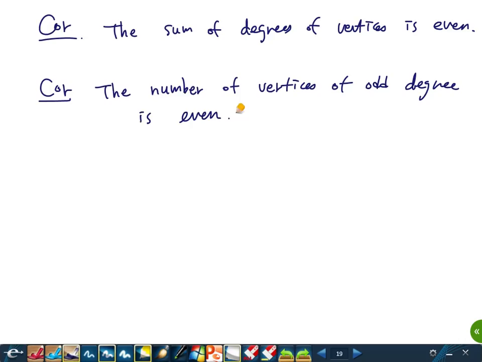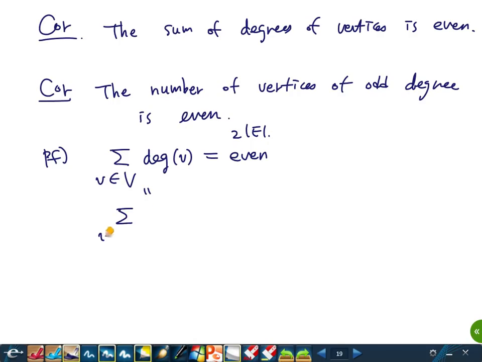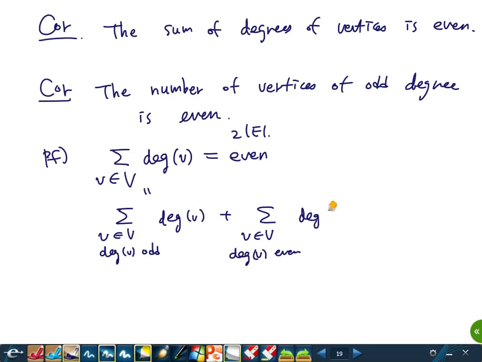Do you see why? Let me prove this. This is quite trivial, but this one maybe I can explain a little bit. This is even, right? 2 times e, so let me say even, because it's 2 times e. Let's divide this sum into 2 things: the sum over vertices of odd degree, and the sum over vertices of even degree. Of course, a degree is always even or odd, so we can separate this sum into 2 things.